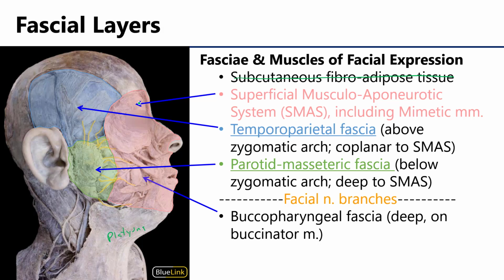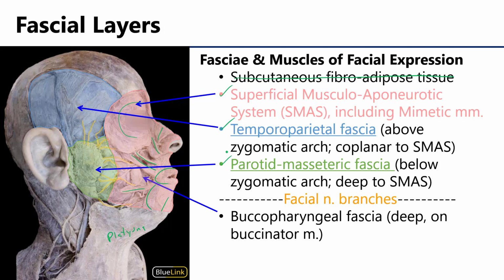We could see some of the other muscles of facial expression along here as well, all throughout, just to give you an idea of some of their distribution. But color-coded for you are those three fascial layers that we've been discussing. The pink is the SMAS, the blue is the temporoparietal fascia, and the green is the parotid masseteric fascia. So let's take a look at the SMAS there.